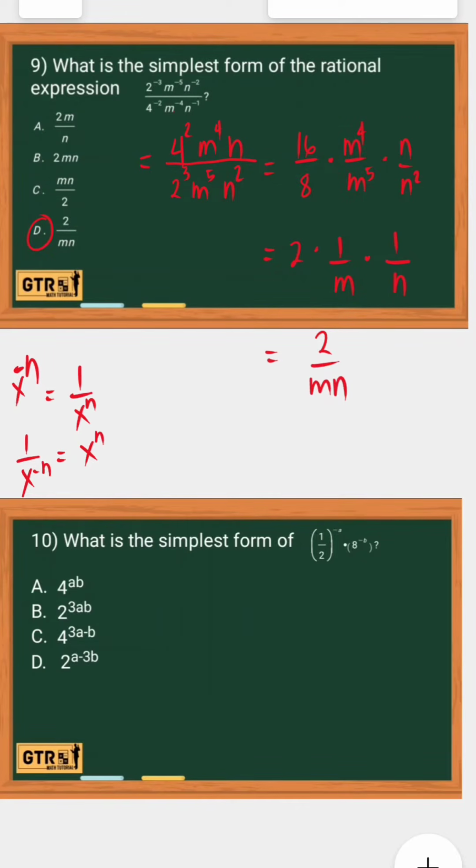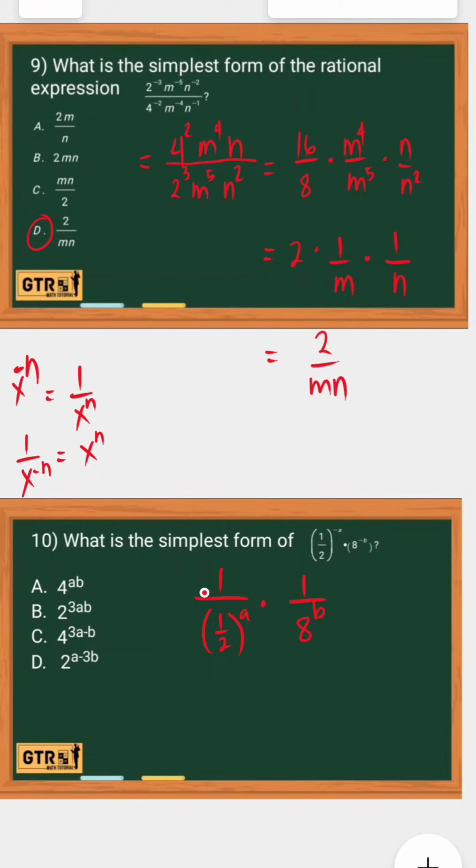Okay, another example of negative exponent. So we have, what is the simplest form of 1/2 raised to negative a times 8 raised to negative b? Again, we have negative exponent. So therefore, apply this. X raised to negative n. So that is 1 over x to the n. So therefore, this term, 1/2 raised to negative a will become 1 over 1/2 raised to positive a times 8 raised to negative b. So that will become 1 over positive exponent 8 to the b.